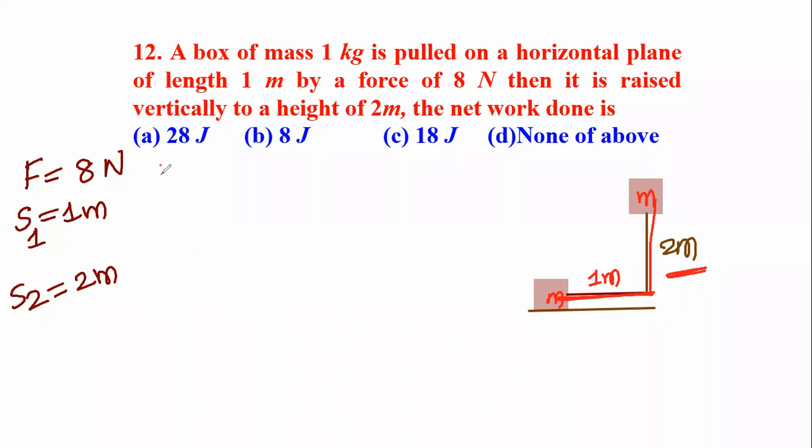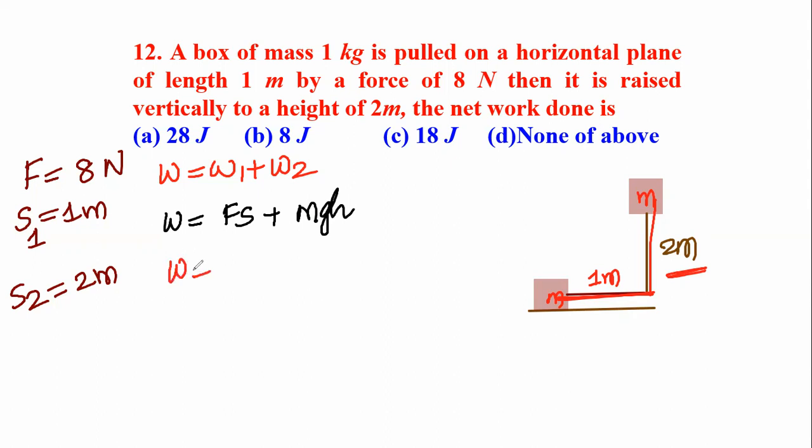Total work done. So total work done is equal to W1 plus W2. In moving it on the horizontal surface, W is equal to F into S, plus in moving it in the upward direction, mgh we have to write. Instead of that we'll write F into H also we may write. Instead of that mgh also we may write.